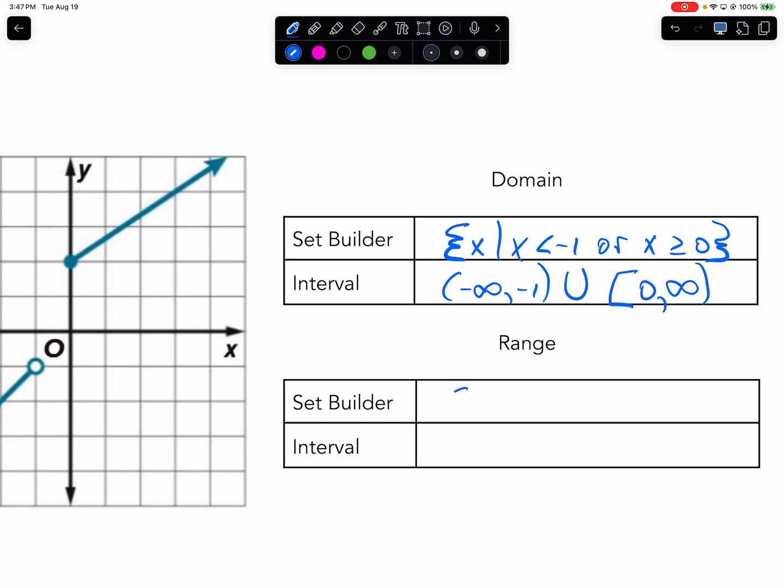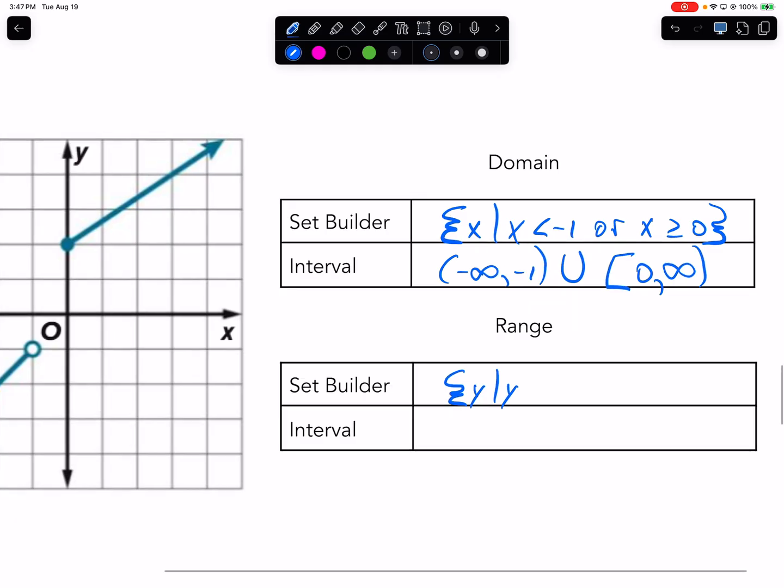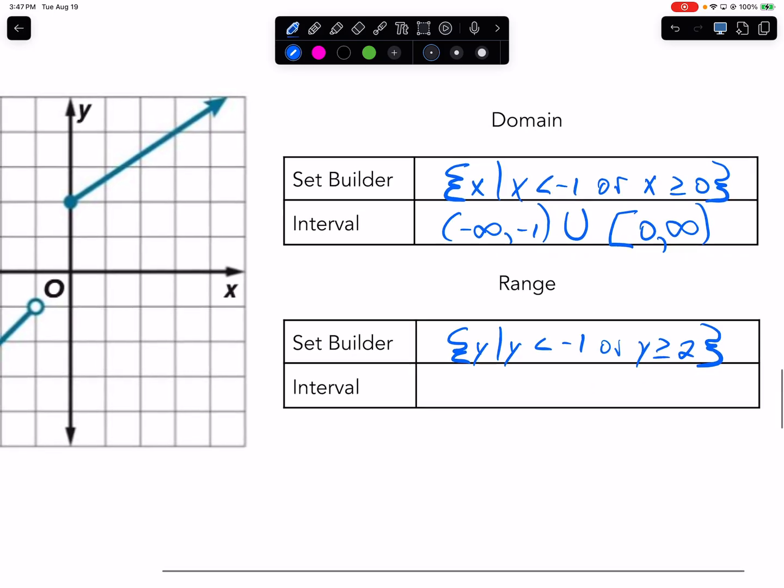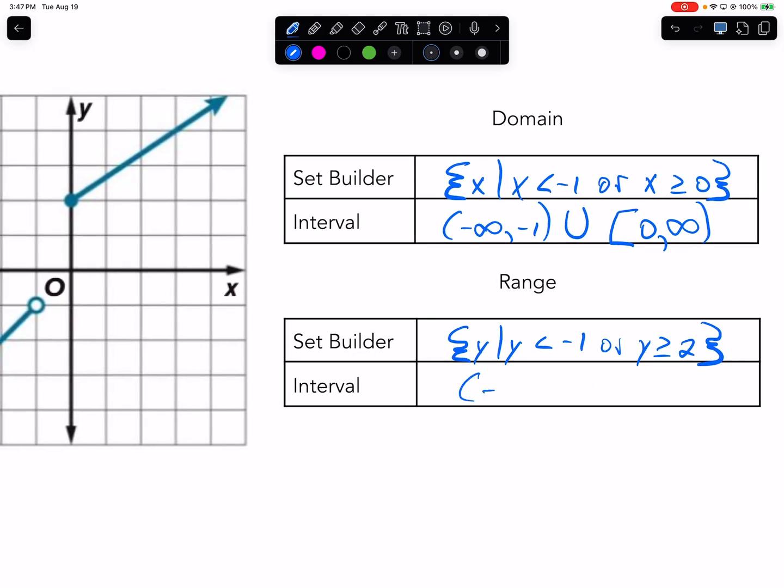Range, similar concept. Y such that y is either less than -1 or y is greater than or equal to +2. Close your bracket. Interval notation goes from -infinity to -1. Got the union symbol, and then from 2 to infinity.